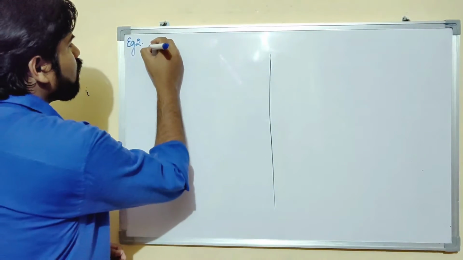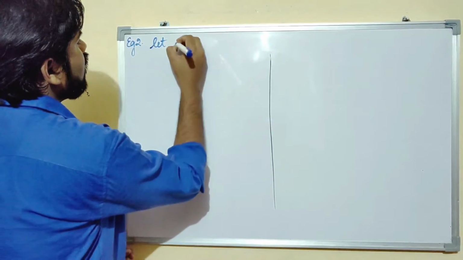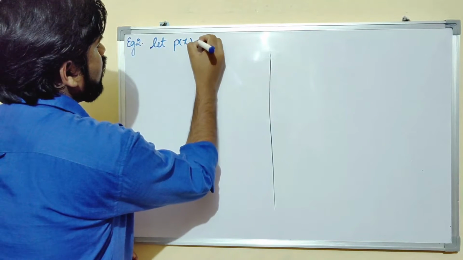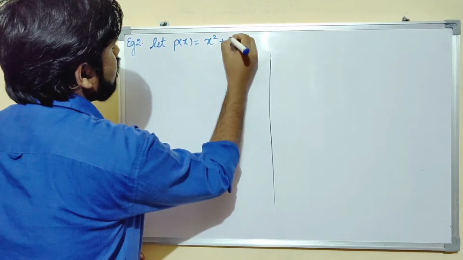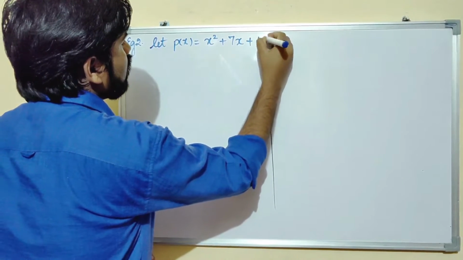Now let us see example 2, which says: find the zeros of the quadratic polynomial x square plus 7x plus 10 and verify the relationship between the zeros and the coefficients of the polynomial. The very first step is to name the polynomial. Let px equal x square plus 7x plus 10.